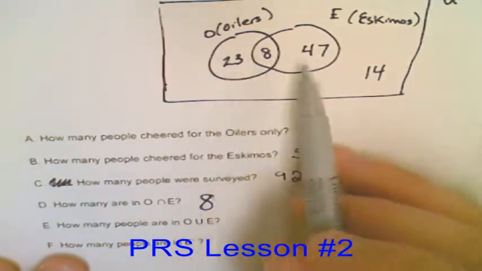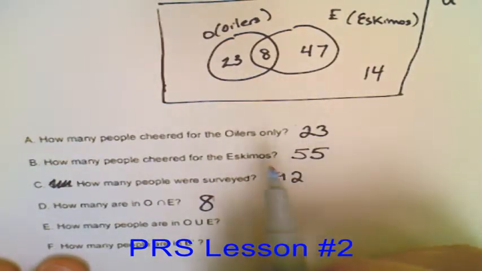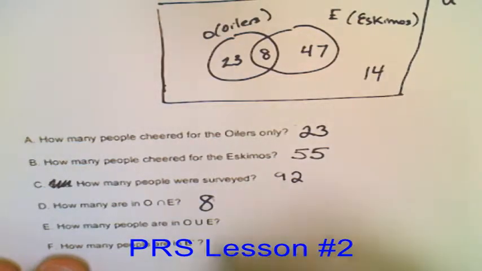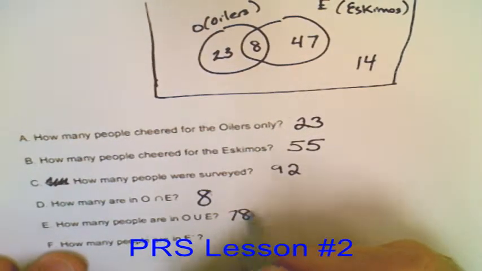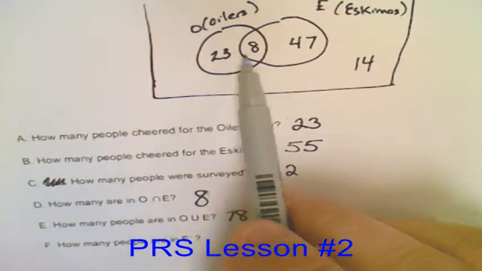Now, I can ask it to you in words, or now that you have the symbols, I can ask the symbols. How many are in O intersection E? Okay. O intersection E. So that is O and E. That means there's some in O and some in E. How many are in both? 8. Okay.